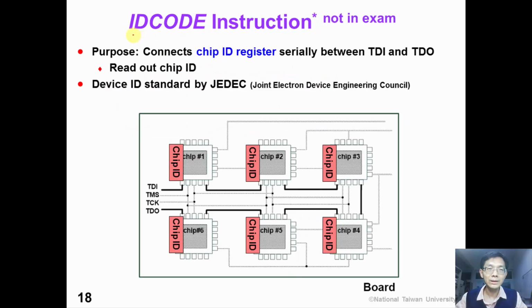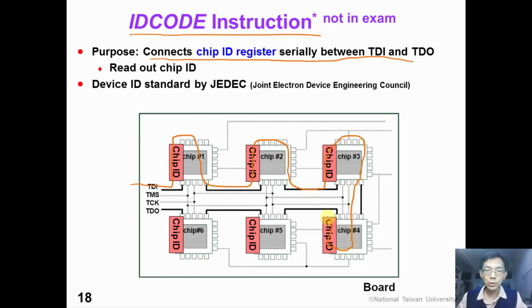And the last instruction is the IDCODE instruction. In this instruction, we connect the chip ID register serially between TDI and TDO. Suppose on this board we have 6 chips, and by using the IDCODE instruction, we can shift out the content in the chip ID code so that we know the ID of these chips. The device ID standard has been set by the JTAG organization.